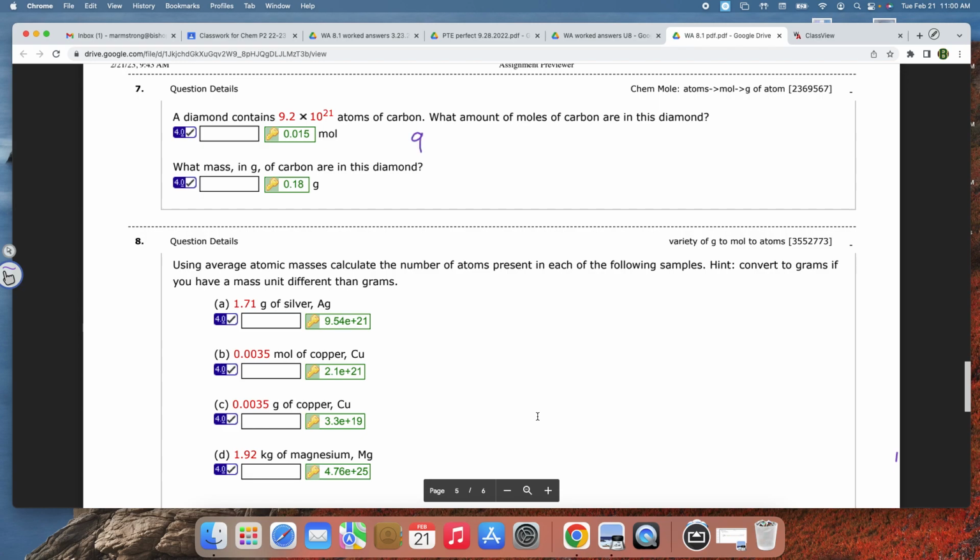So you have 9.2 E21 atoms of carbon, and we're going to go to moles, so we'll go atoms to moles. And 1 mole of carbon has Avogadro's number of atoms. So we're really just dividing by Avogadro's number. We started with 2 sig figs. We will end with 2 sig figs.